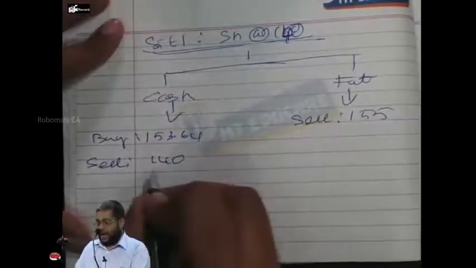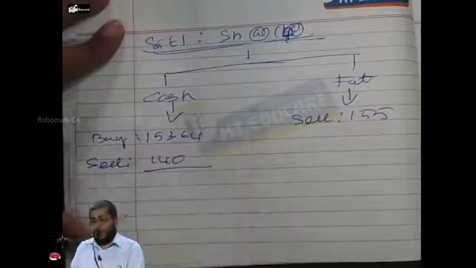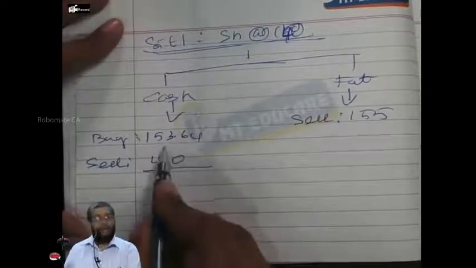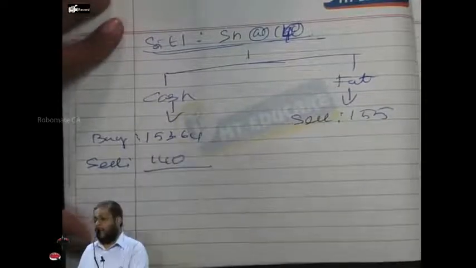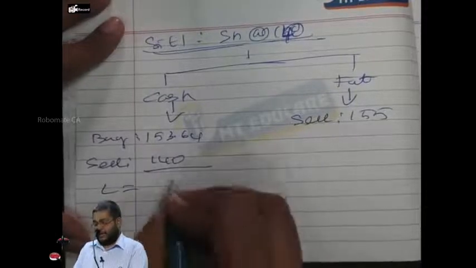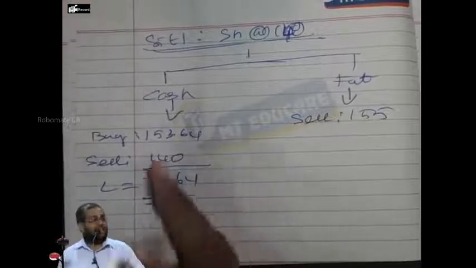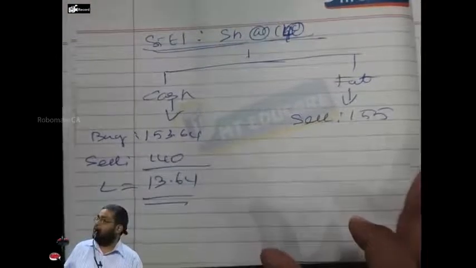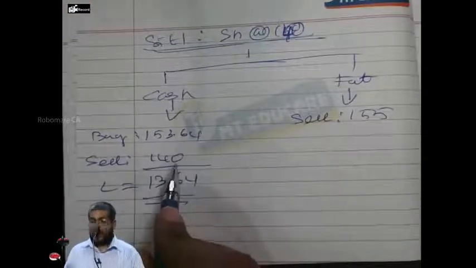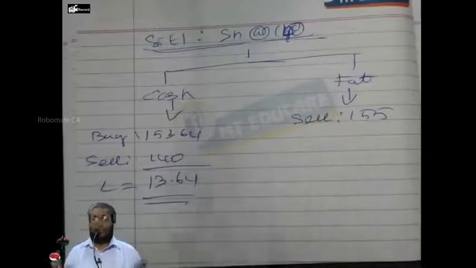Now tell me, am I laughing or crying? I become very afraid because I have to repay 153.64 and I got only 140. What is the loss here? 13.64. So I have a loss of 13.64 in the share market. I got only 140 and not 153.64. Everybody, yes or no?